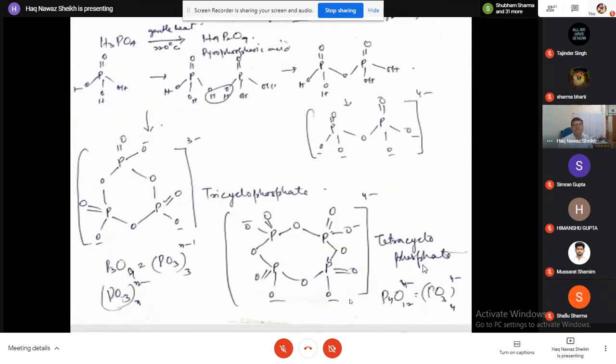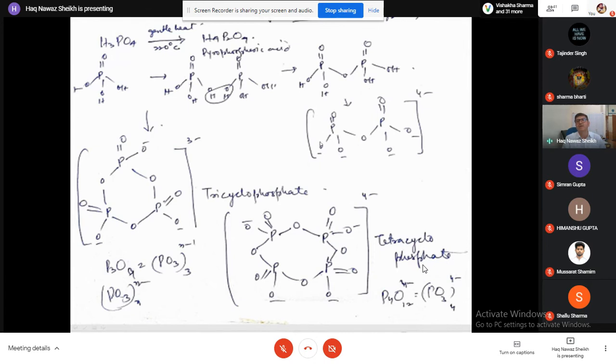Right. So now, when phosphoric acid or this orthophosphoric acid is heated gently at 220 degrees Celsius, it undergoes condensation. One water molecule is removed, two molecules of the orthophosphoric acid react, and they form a dimer, which has four ionizable hydrogen atoms. Therefore, it is tetrabasic.